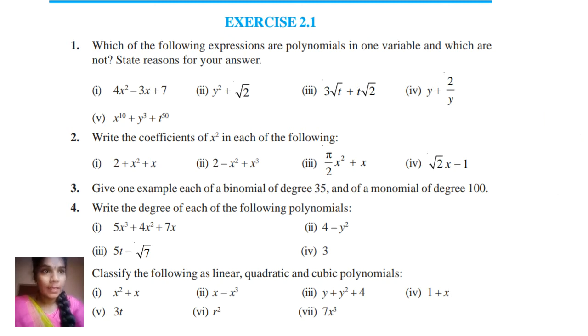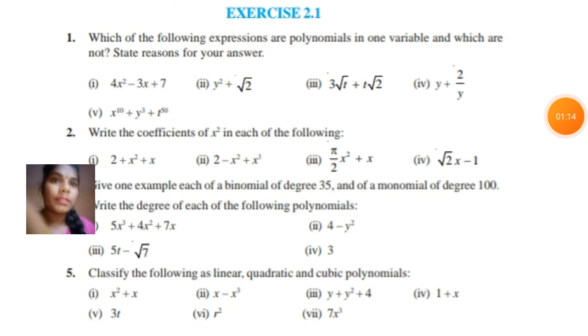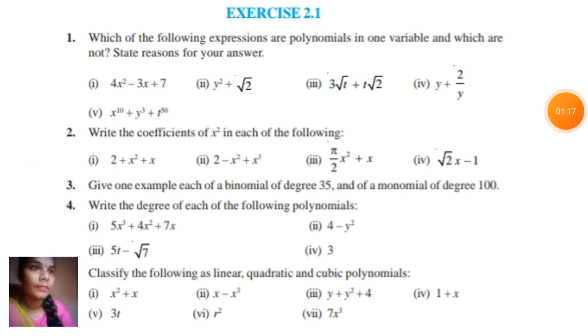So here we have the expression 2 plus x square plus x. As we know, the x square term is the second term in this expression. The coefficient is nothing but the number present in front of it. x square contains nothing in front of it. If it has nothing in front of it, you have to consider it as 1. Okay, it is understood. So the first expression's coefficient is 1.